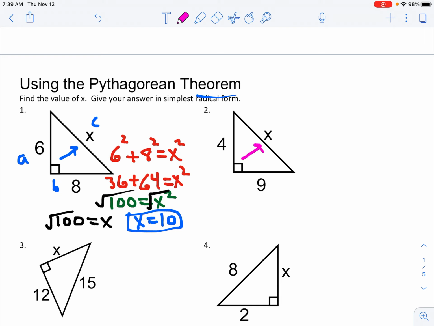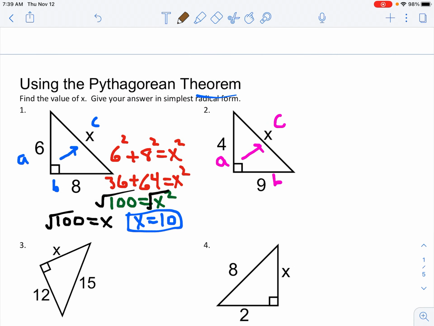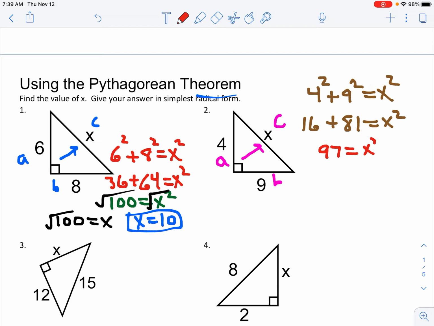I'm first going to label my C. It's across from the 90 degrees. It means my other two sides are A and B. Again, it doesn't matter which one we make A, which one we make B, as long as we have C correct. Let's plug it into the formula. 4 squared plus 9 squared equals x squared. Well, 4 times 4 is 16. 9 times 9 is 81. And that should be equal to x squared. Now, let's combine like terms. 16 plus 81 will give us 97 equals x squared.